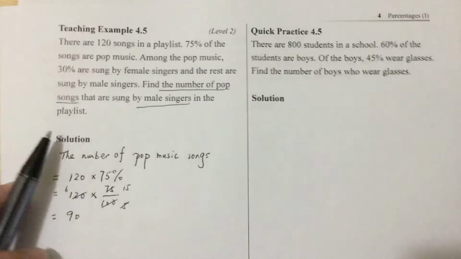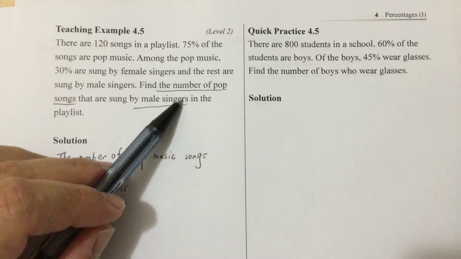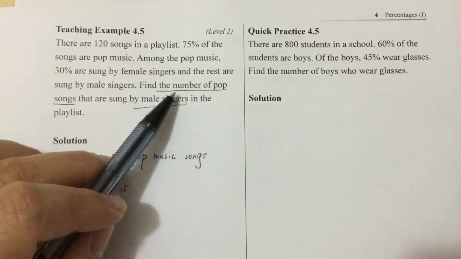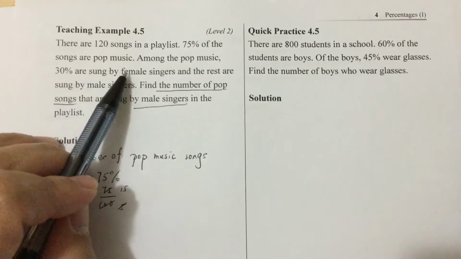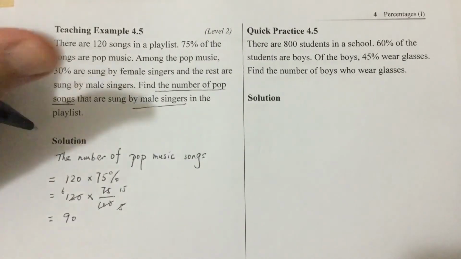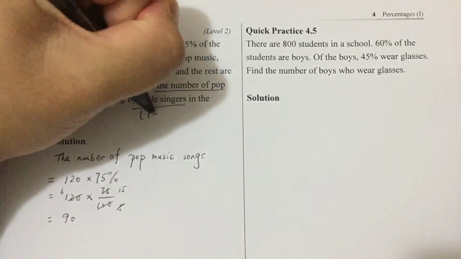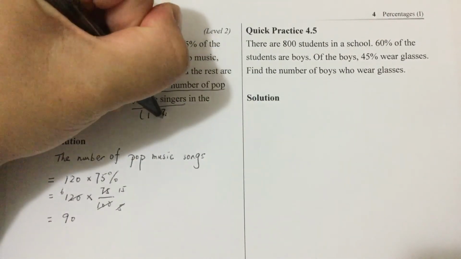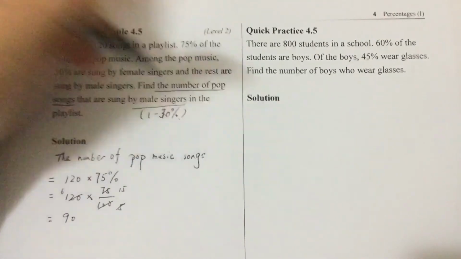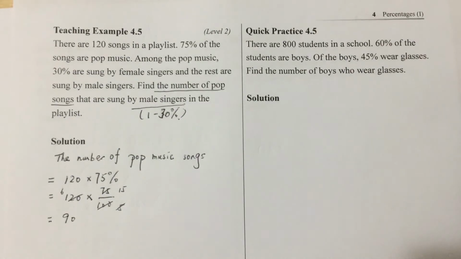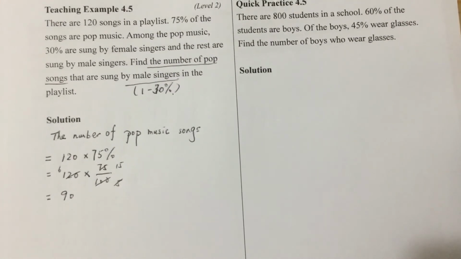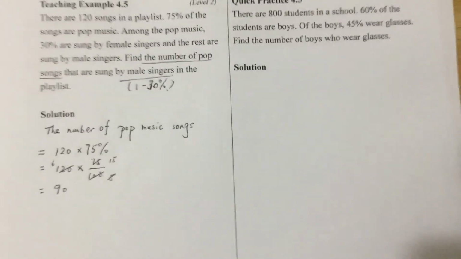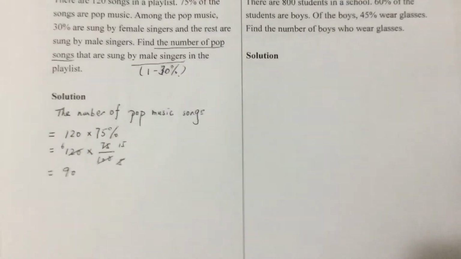And then what I'm going to calculate is the number of songs sung by male singers. 30% are songs by female singers, so the male singers are 1 minus 30%. Okay, so that is 70%. So we're going to calculate the second part, the number of pop songs that are songs by male singers in the playlist.